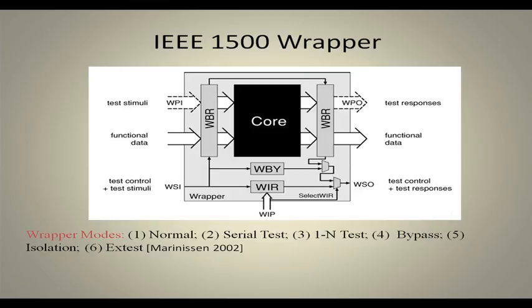So, this is that 1500 wrapper. We have got the normal mode of operation, serial test, one to n test, bypass, isolation, and X test. These are the various modes. We have already discussed that this WSI, the serial input, can be used for giving the serial data. We may like to configure the boundary scan registers, boundary scan cells there through the serial input, or we can have some parallel input as well.